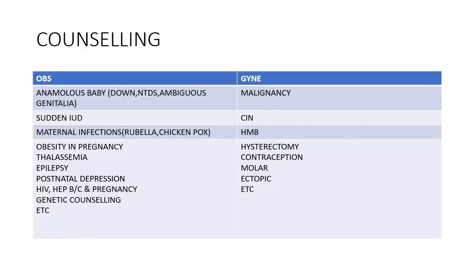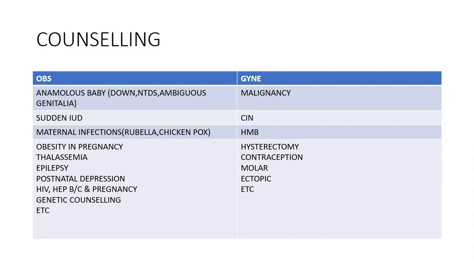Another station in your exam is about the counseling. There will be another lecture on the detailed counseling with examples, and it will be an interactive session. So the major obs and gynae counseling stations include counseling of the anomalous baby. It can be Down syndrome, neural tube defects while showing the ultrasound picture, and ambiguous genitalia.